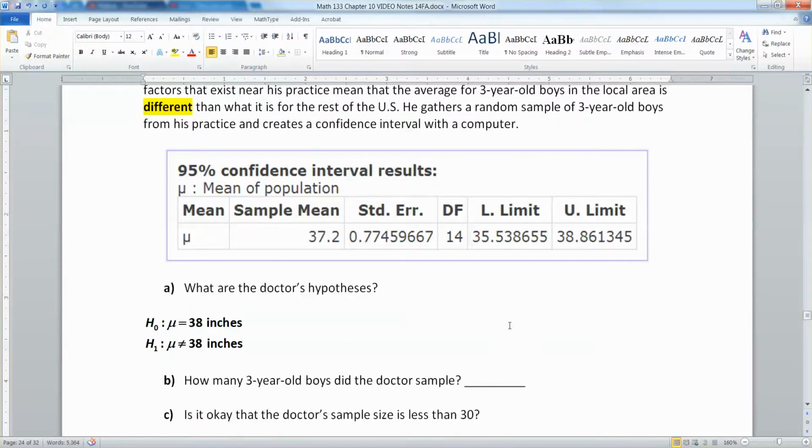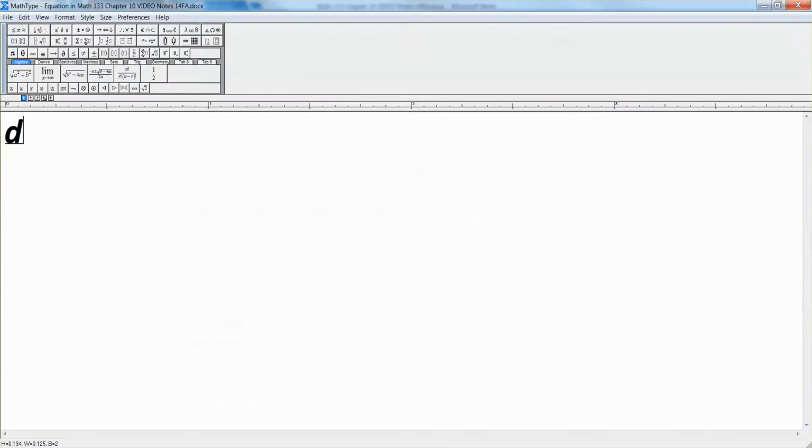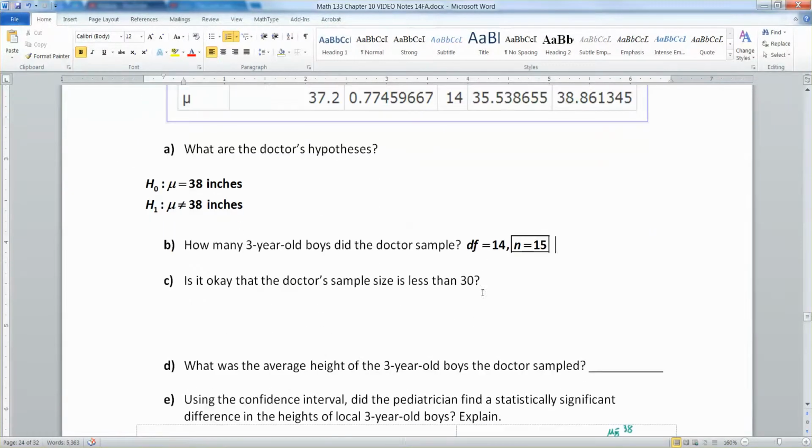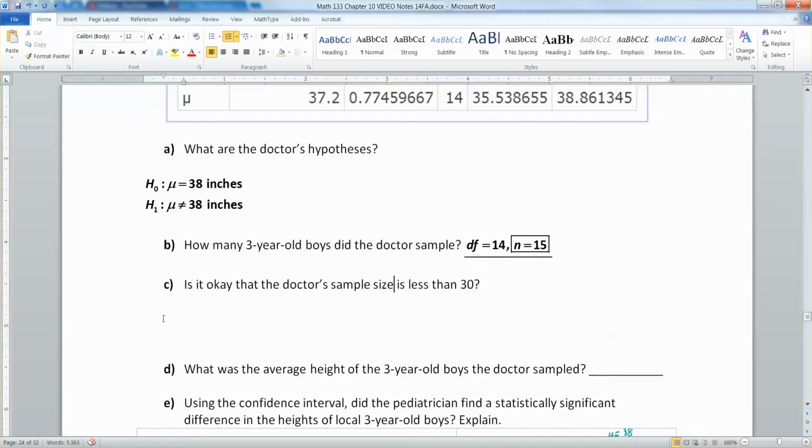All right, now how many 3-year-old boys were in the sample? Well, the degrees of freedom is equal to 14. And remember, degrees of freedom is n minus 1. So that means n is equal to 15. Now, is it all right that the doctor's sample size is less than 30?